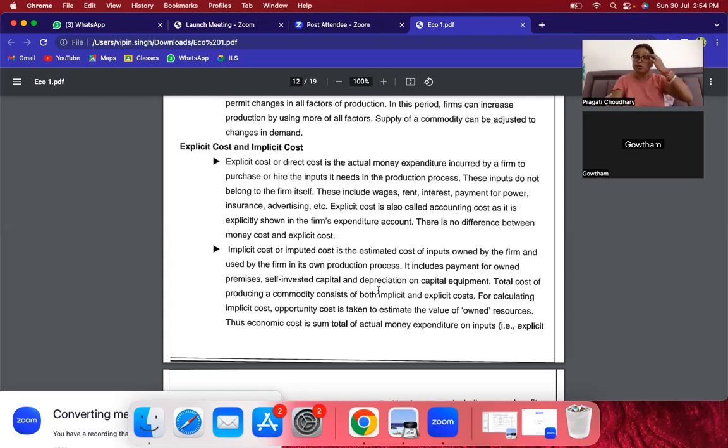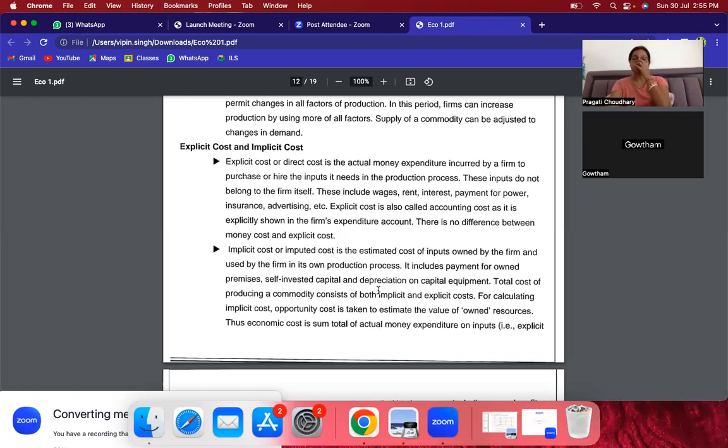Explicit cost is also called accounting cost. Please remember this. These two are the same. Explicit cost is also called accounting cost because this cost is actually shown in the books of the firm. Obviously you are a commerce student, the accounts book, the balance sheet. Credit the giver and debit the taker. There is no difference between money cost and explicit cost. Money cost is obviously, as the name suggests, you are giving money for something. Obviously, money cost and explicit cost are the same.